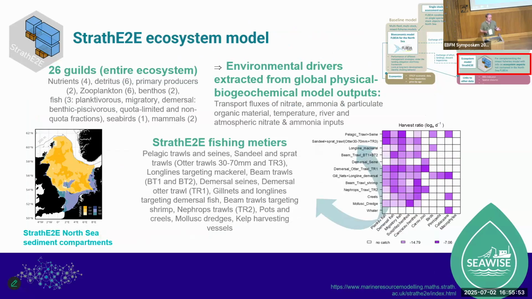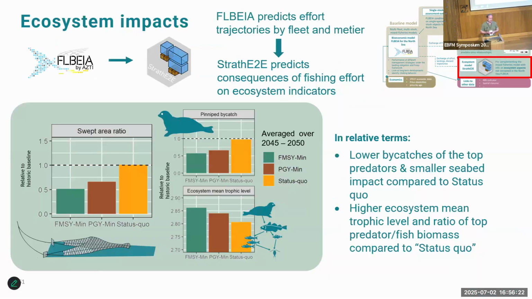So we had the stress E2E model, and it had 26 skills, so the entire ecosystem from phytoplankton to whales. It also had several fishing métiers, pelagic and demersal fisheries. And what I want to highlight, it also has environmental drivers extracted from global physical biochemical models. With this, we can also look at, for example, changes in nutrient fluxes under climate change, which is different to many of the other models we had in the case study.